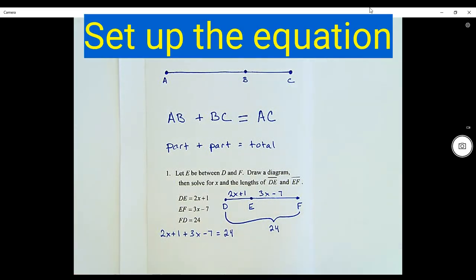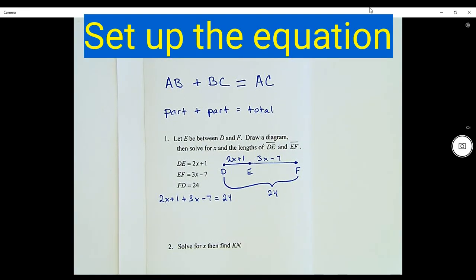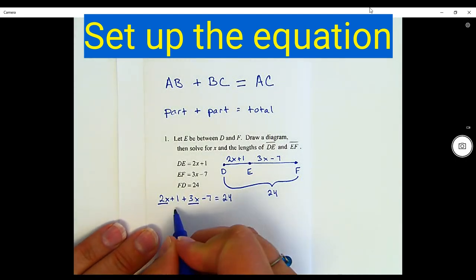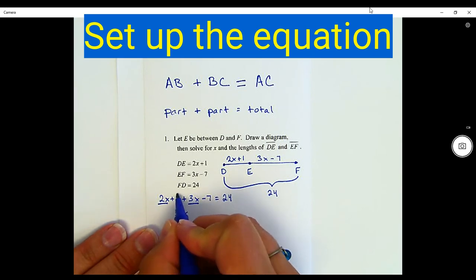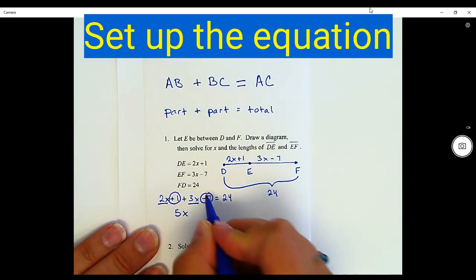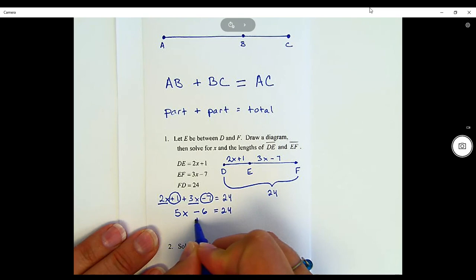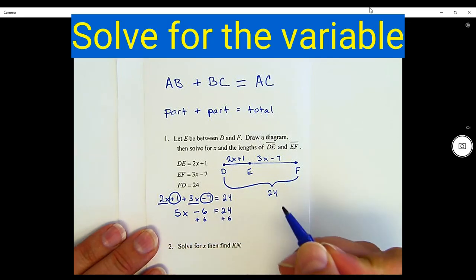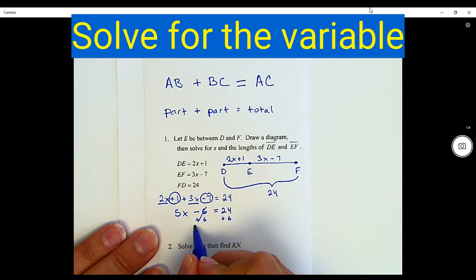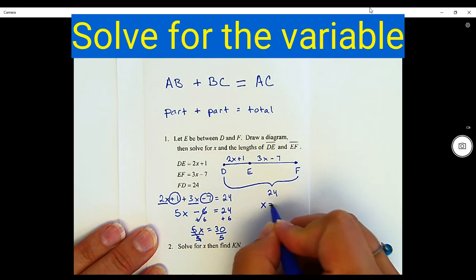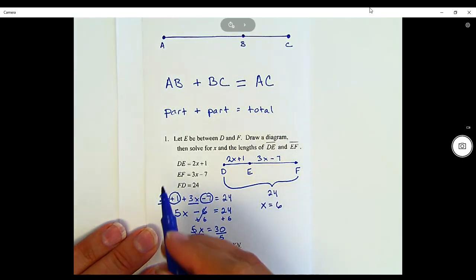Now we're going to do a little bit of algebra. Let me move this up so you can see it better. We're going to combine like terms. 2x and 3x make 5x. A positive 1 and a negative 7 give me a negative 6, and that's equal to 24. I'm going to add 6 to both sides to begin to isolate the variable. That cancels: 5x equals 30. We divide by 5 on both sides, and we get that x equals 6. That's one of our answers.